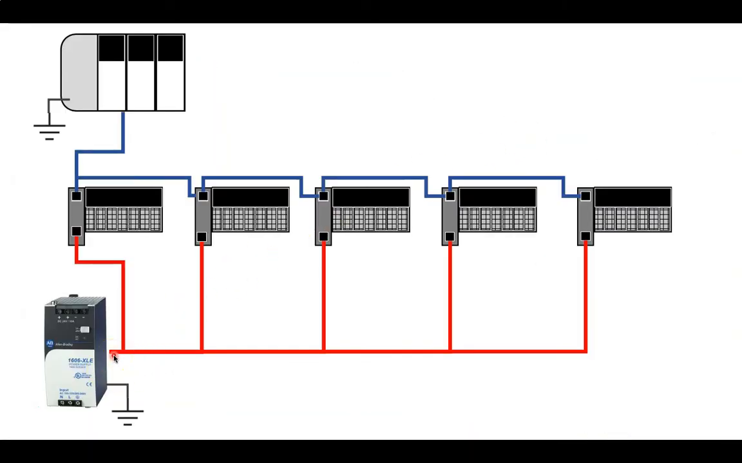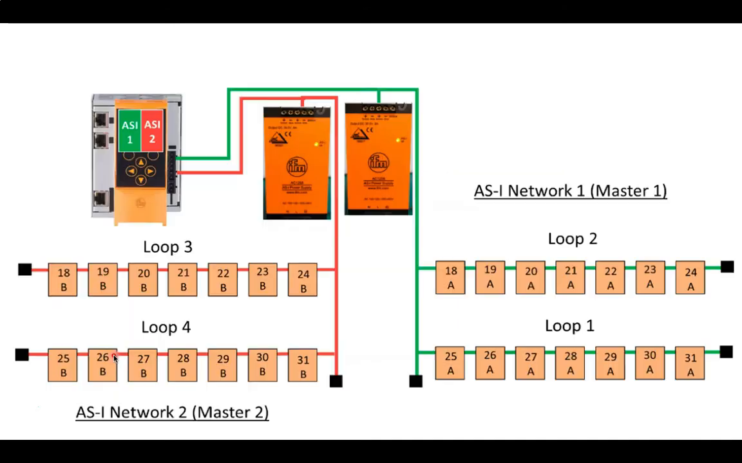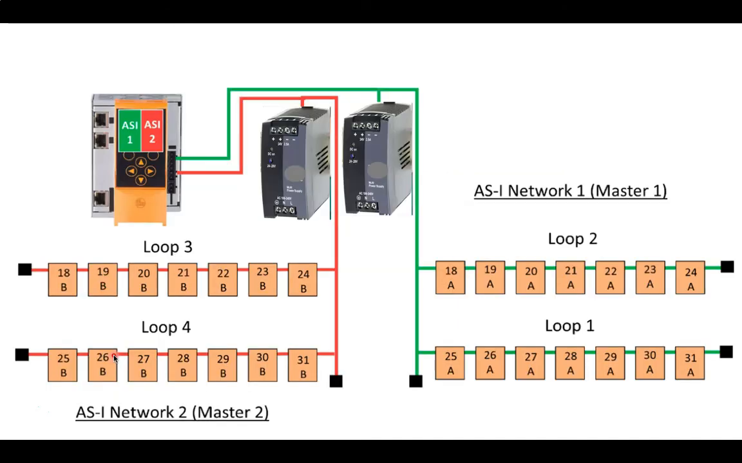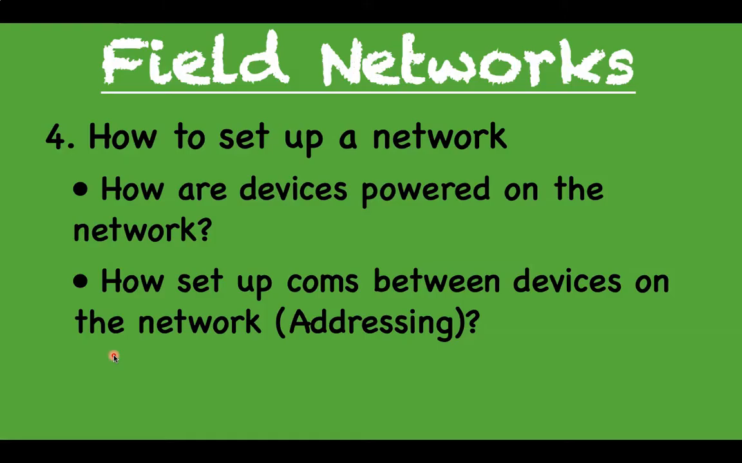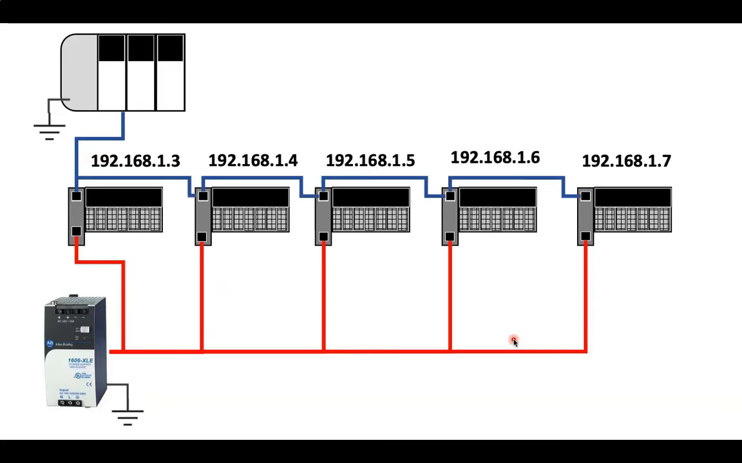For instance, if you are implementing or setting up an ASI network, you can't use any regular power supply. You need to use the power supply that comes from the manufacturer of that ASI network. Then the second point when setting up a field network is that the devices need to have addresses on the network. These could be node numbers or IP addresses if the field network is Ethernet based.